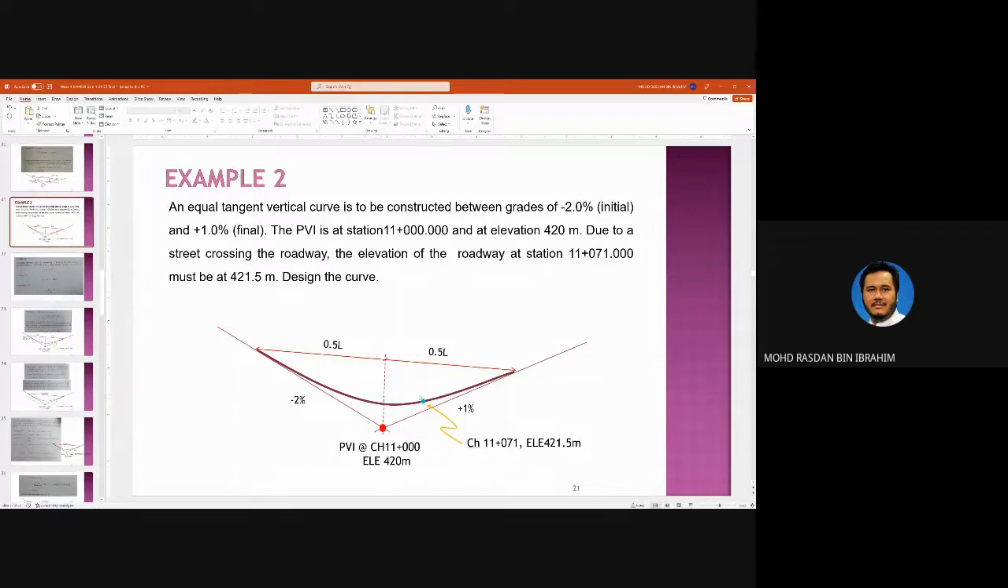Okay, so this is similar to your project where you have an existing roadway. So the elevation of your new road must match the elevation of the existing road, which is logical. You cannot construct your road higher or lower, otherwise it cannot be connected. Okay, so design the curve.